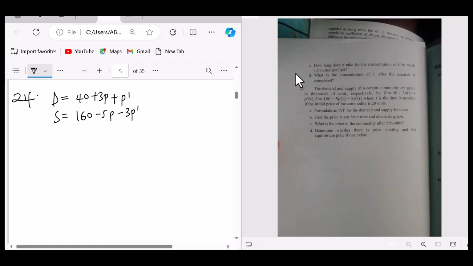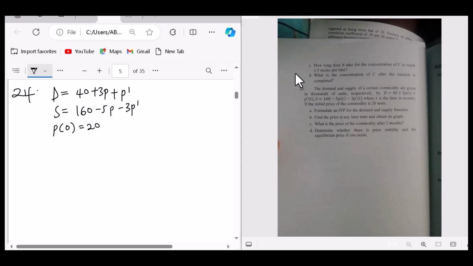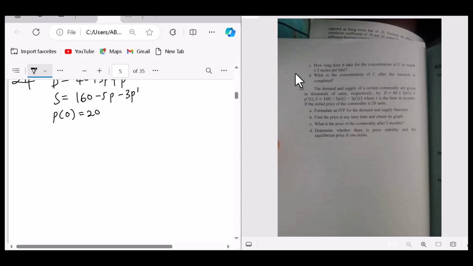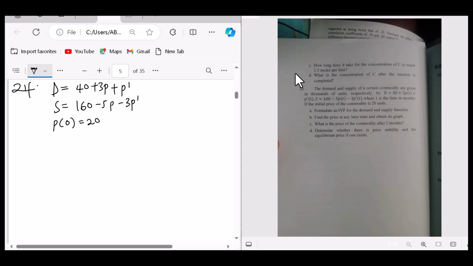If the initial price of the commodity is 20 units, so P of 0 is equal to 20. That's the meaning of initial price. But the law of demand and supply for this type of question is that demand is equal to supply. So we write D = S, and we equate the two equations. Now 40 + 3P + P prime = 160 - 5P - 3P prime.